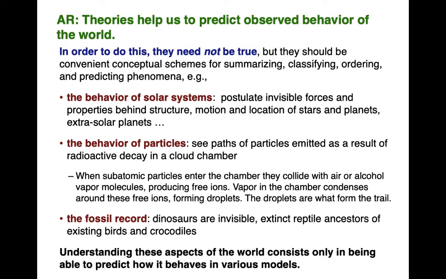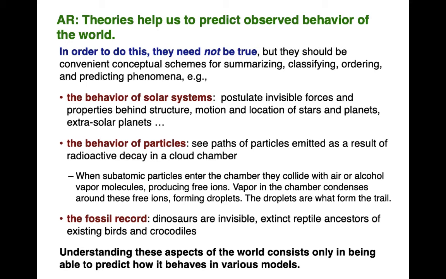For the anti-realist, theories help us to predict behavior, observed behavior of the world. In order to do this, they need not be true, but they should be convenient conceptual schemes for summarizing, classifying, ordering, and predicting phenomena. For example, the behavior of solar systems postulate invisible forces and properties behind structure, motion, and location of stars and planets, extrasolar planets.